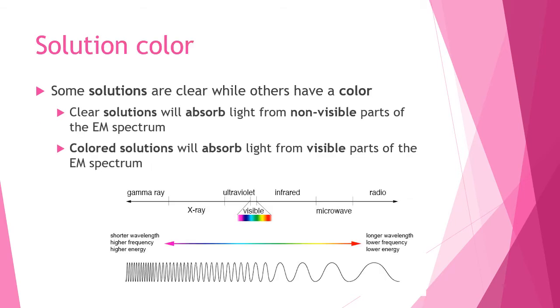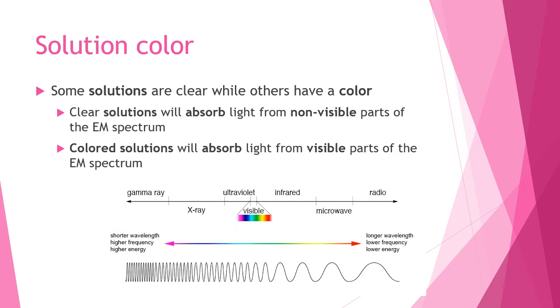Some solutions will have a color to them while others will be clear. Generally speaking, solutions absorb light from certain parts of the electromagnetic radiation spectrum. Clear solutions absorb light in non-visible parts of the electromagnetic radiation spectrum, such as the UV or infrared regions. Because they do not absorb any light that is visible to us, they appear to be all colors, which means they are white or clear to us.